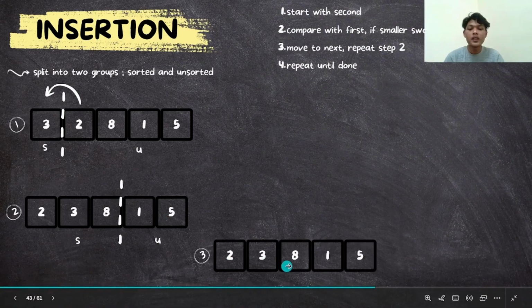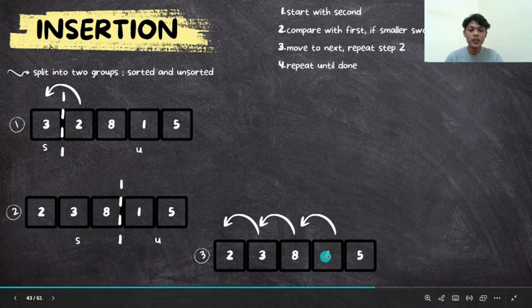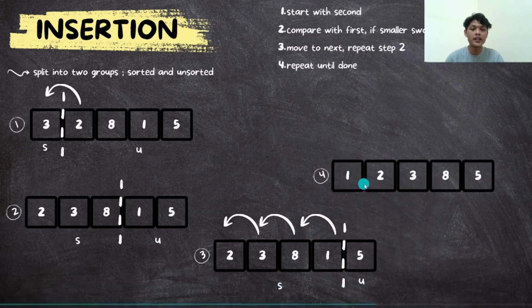Next, we go to the number 1. So we compare it with the first. As you can see, 1 is smaller than 8, it is smaller than 3, and it is also smaller than 2. So we move it to the back until you don't find anything that's smaller than it. So we swap it 3 times here. And this becomes the sorted part, and this becomes the unsorted part. This is where we already swapped it.